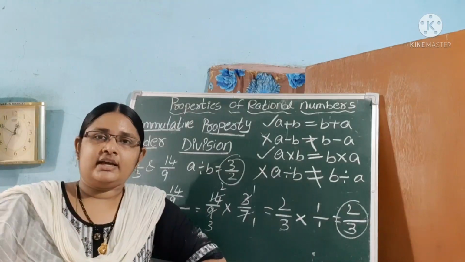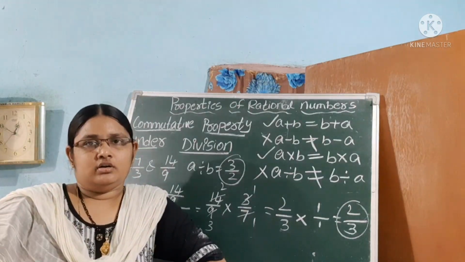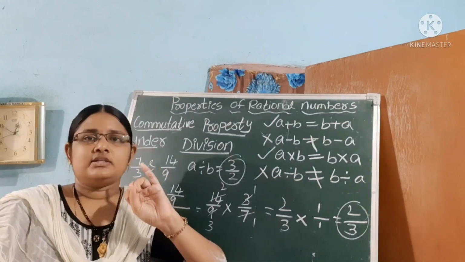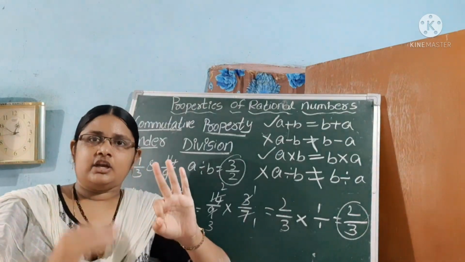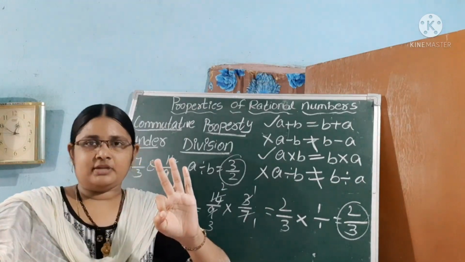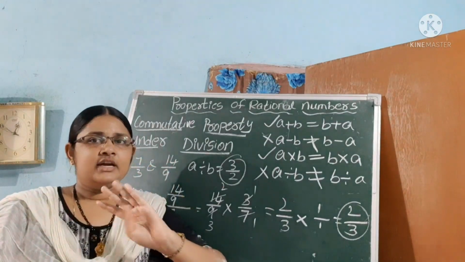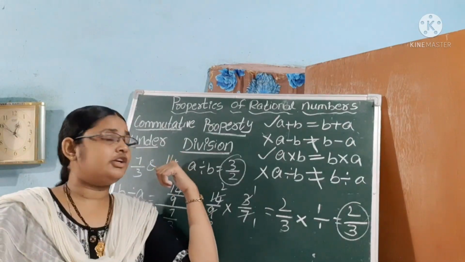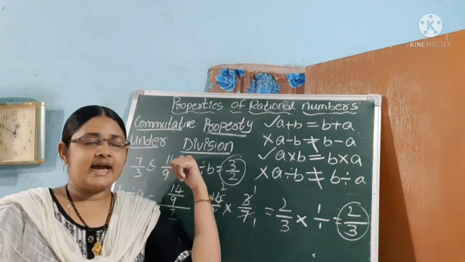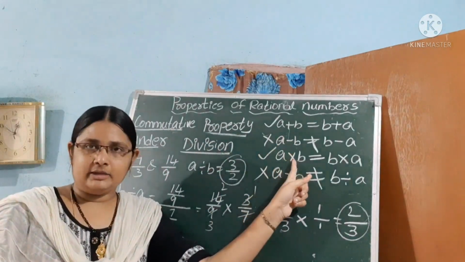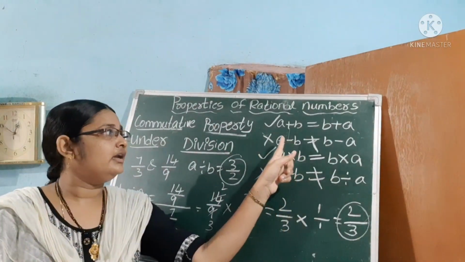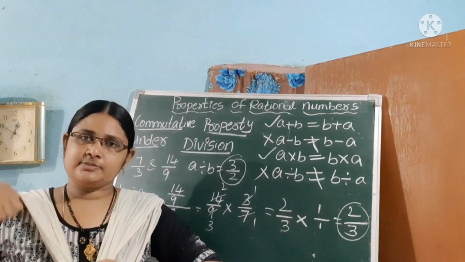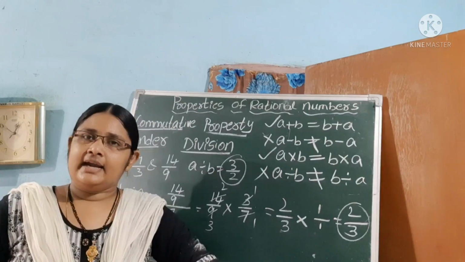Did you understand today's class, closure property and commutative property? The closure property is satisfied by addition, subtraction and multiplication. If we exclude 0 from the rational numbers, it satisfies division also. Otherwise, it's not satisfied. Next, coming to the commutative property, it is satisfied by addition and multiplication. It does not satisfy subtraction and division. Is it clear? The next properties we will see in the next class.